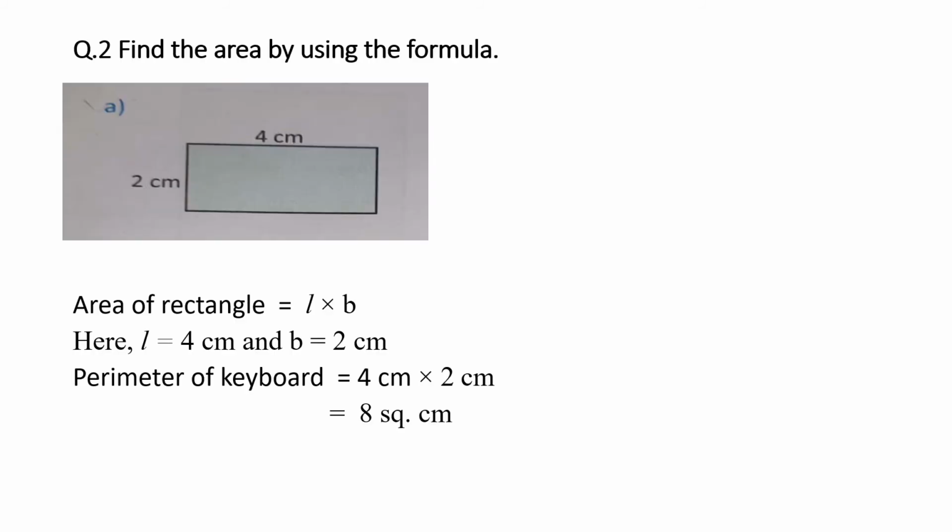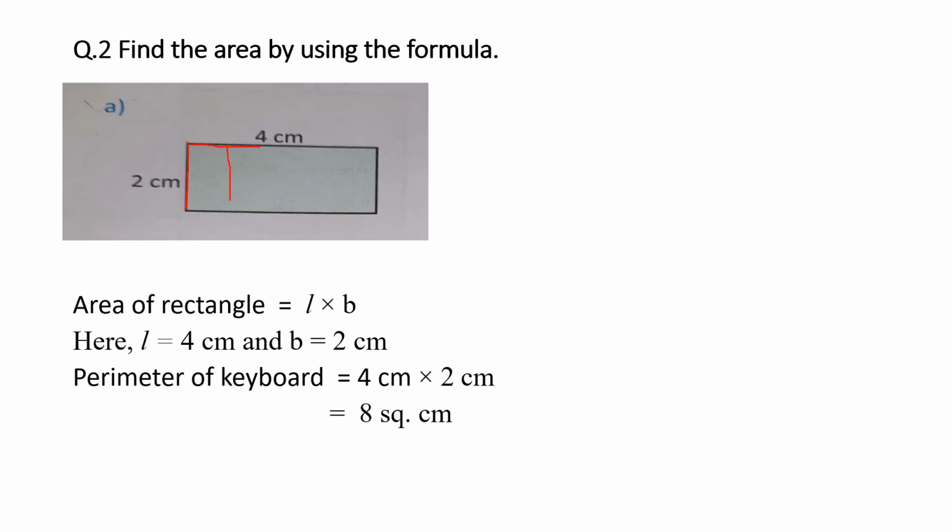Find the area by using the formula. Now we all can see this is the length of an object and this is the breadth of an object. How broad is the object? The formula for finding the area of a rectangle is length into breadth. It means how much space this figure or the object has occupied. That is the area. So to find the area of this rectangle, the formula is 4 into 2.